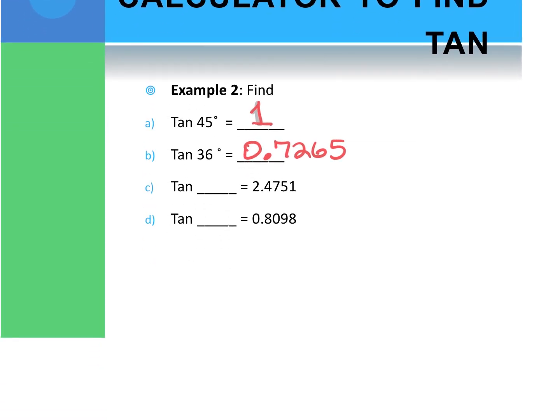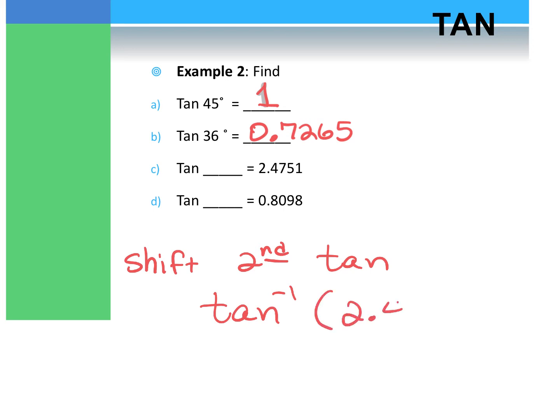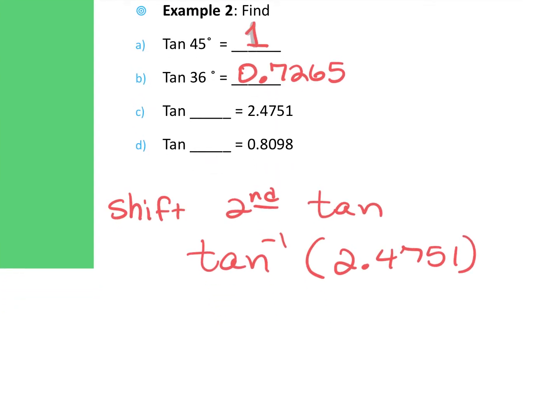So on your calculators, you're going to hit the shift button. Some calculators have a shift button. Other calculators, it's the second button. And then you're going to hit the tan button. And then it should open up tangent to the -1. Then you're going to put in the answer, 2.4751, hit enter. We're going to round to the nearest tenth. So you're going to get 68.000. So we're going to round it to 68.0. This would be the degree measure for that answer.